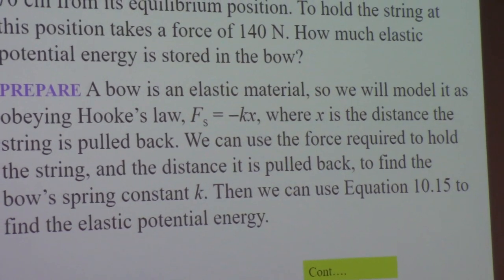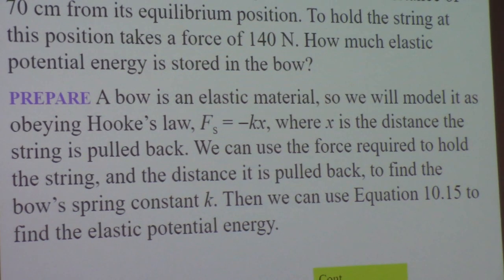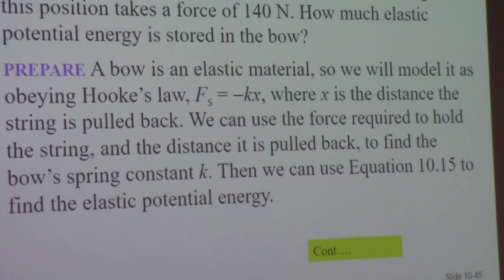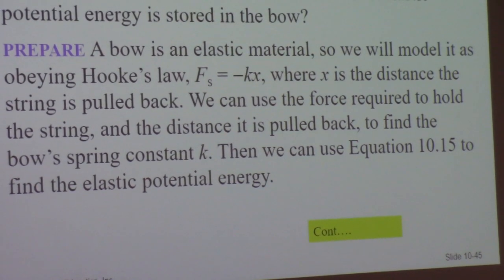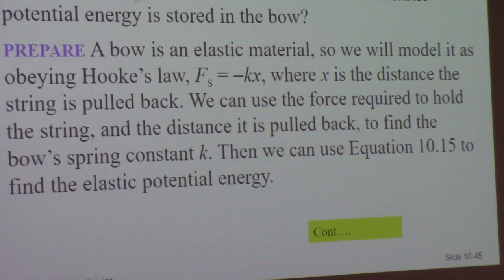So the harder and harder you have to pull back a string of a bow, the more and more your force has to be. If you think about it, when you first start loading up the arrow, it's not that bad. By the time you get to the end, it gets harder and harder. And then how much elastic potential energy is stored? Okay, so we know how far it was stretched. That's the 70 centimeters. It takes 140 newtons to hold it at 70 centimeters. How much energy have you stored?